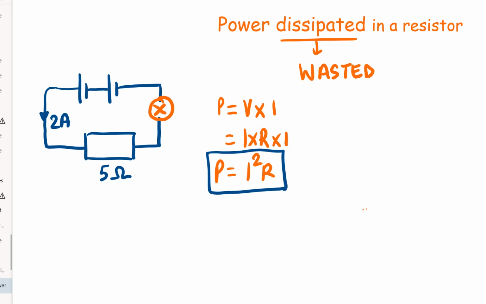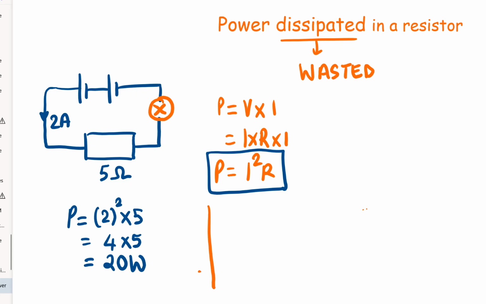Now in the case of this resistor, the resistance is 5 ohms. We want to find out the power dissipated. P is equal to I squared R. I is 2 amperes, so it's 2 squared, which is 4. R is 5. 4 into 5 is 20 watts. So how much is the power lost or dissipated in the resistor? It is 20 watts.